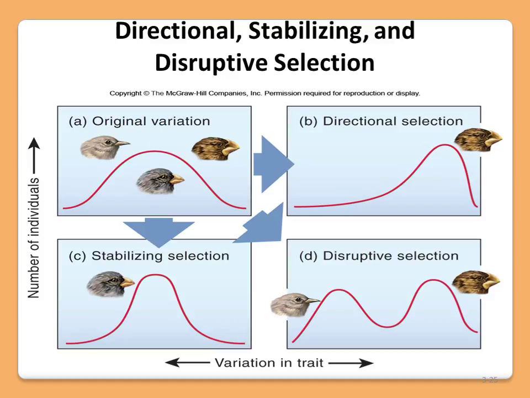Here's a picture of just saying that same thing. So let's say this is our original variation. You have birds of all these different colors, some white, some sort of grayish in the middle, and some darker brown. Directional selection would be you just select maybe the darkest of the birds only survive. Stabilizing selection would mean the birds sort of that medium color survive. And disruptive selection means only the birds on the extreme, so only the very lightest and the very darkest birds survive.